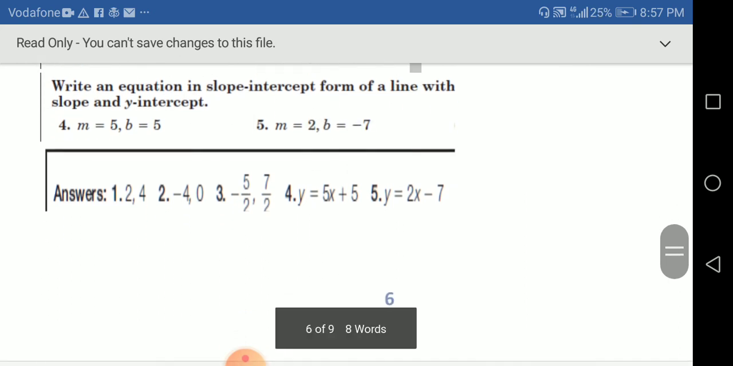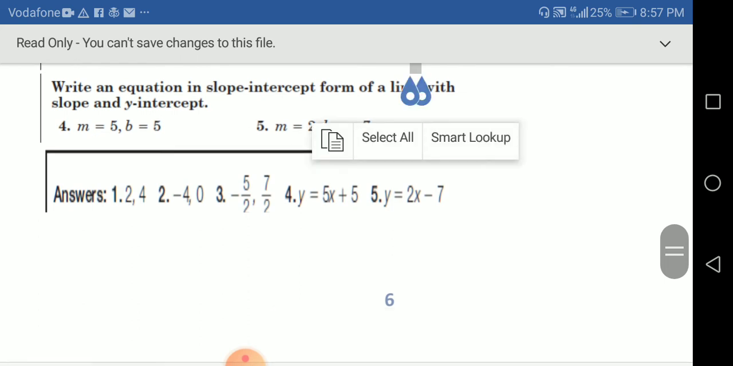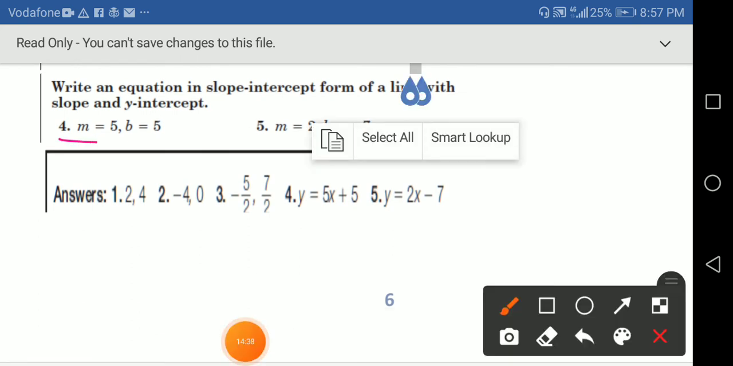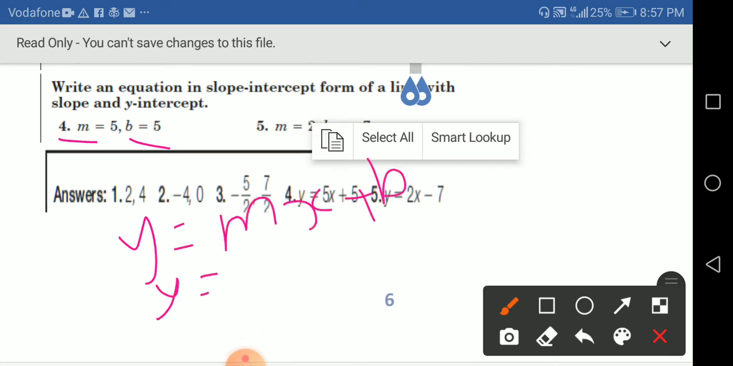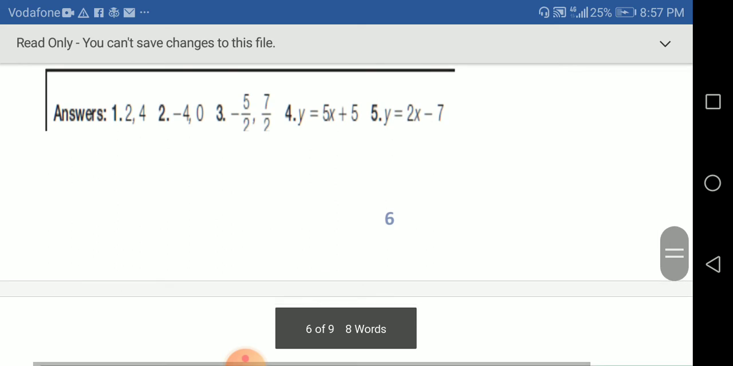Okay, another one. He asks me to write an equation in slope-intercept form. Yes, this one, guys, he gives you m and b. So y equal mx plus b. I have to know the rule. So this is slope-intercept form. y equal 5x, and b here is 5. Easy one.